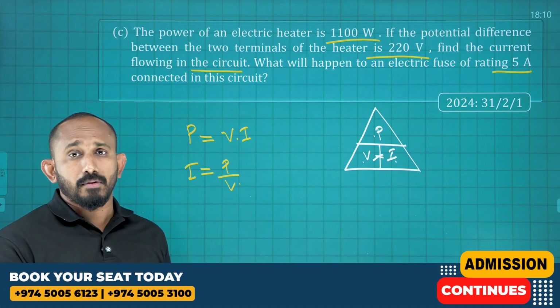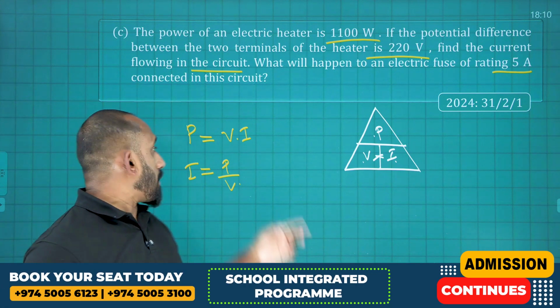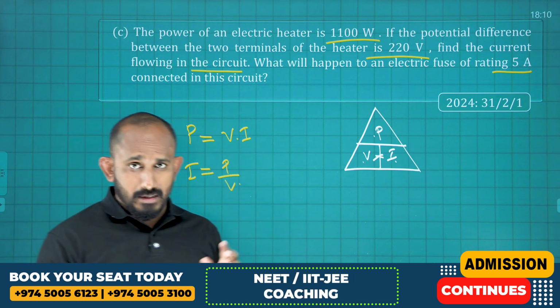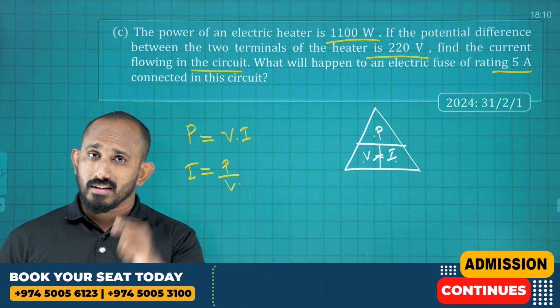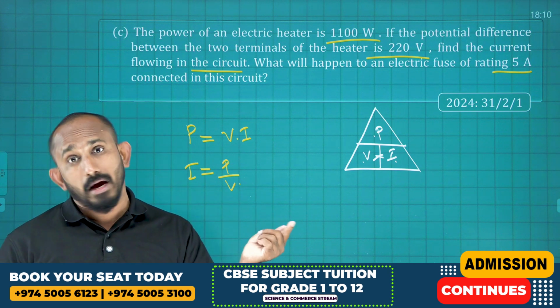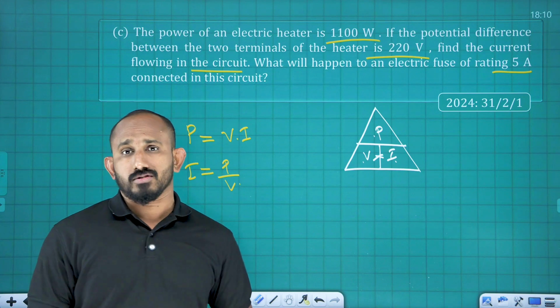Sometimes in the paper we see these mistakes. Instead of P by V, they write V by P. So don't make that mistake, the answer will be wrong. And if it is MCQs, the answer of V by P will also be there in the options. So it will give you wrong answers.